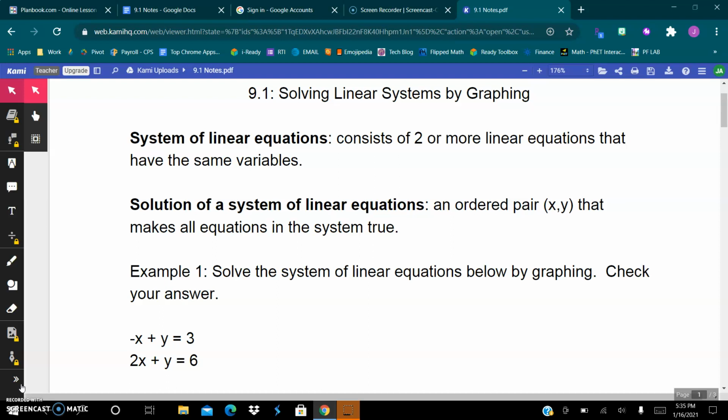The solution of a system is an ordered pair written in the form x comma y that makes all equations in the system true. In other words, where do the two lines cross? If we were to graph them, what is the ordered pair where they cross? For the beginning part, we're just going to look at one ordered pair, and then we're going to look at different types of systems that have other sorts of answers and solutions.